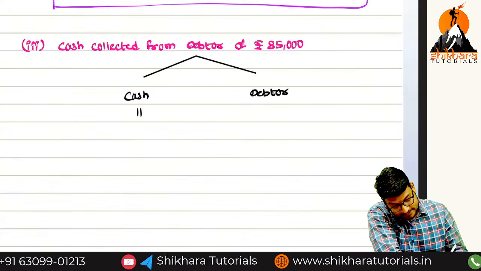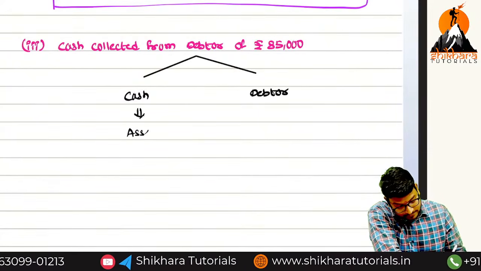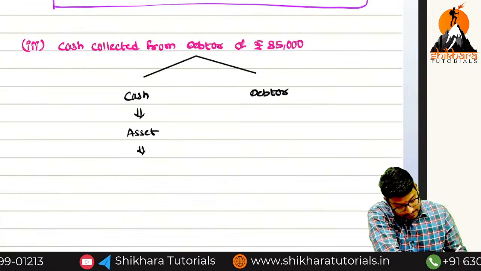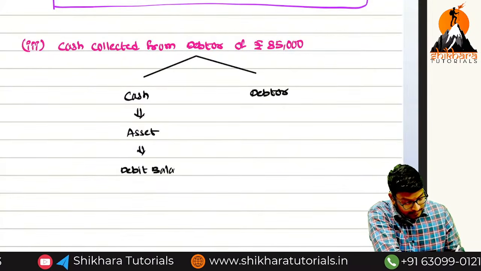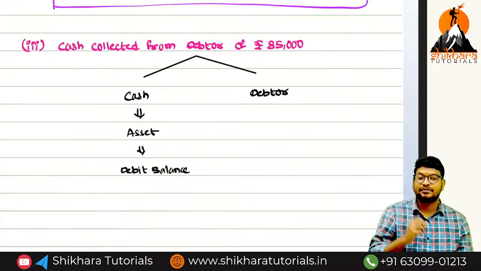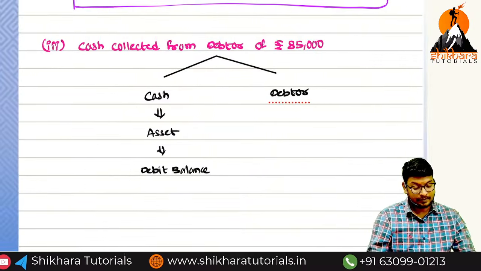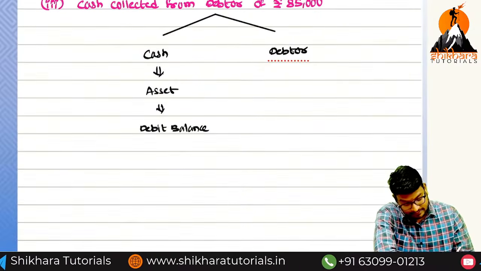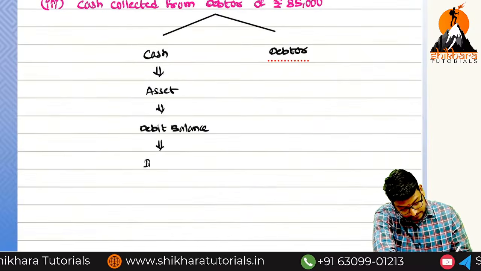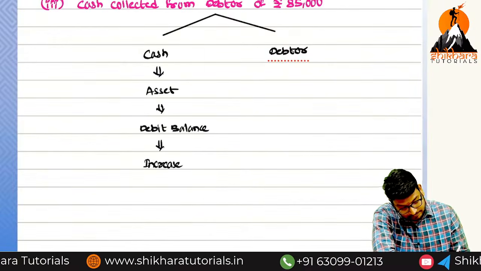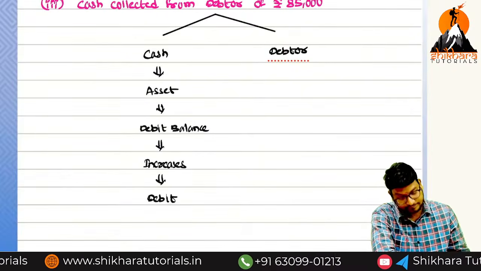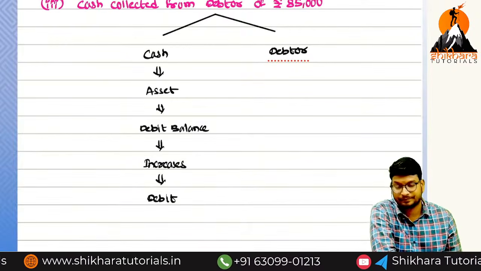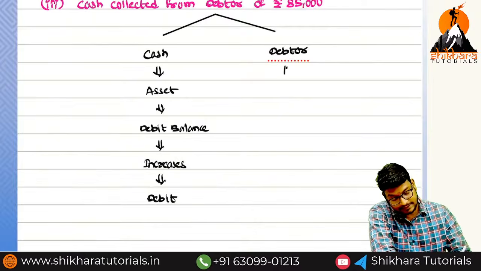Okay, cash asset or liability? Asset. Will have which balance? Debit balance. Cash collected means comes in or goes out? Comes in. So increases or decreases? Increases. So debit. Yes or no?